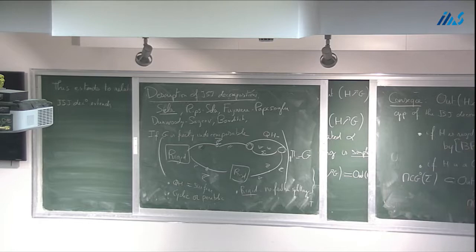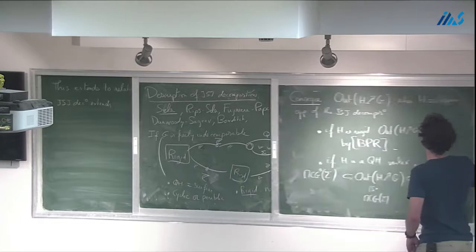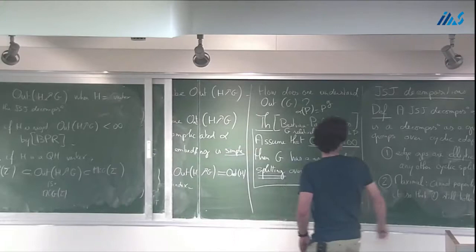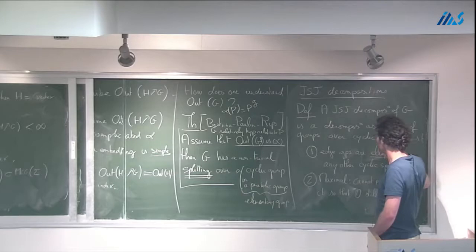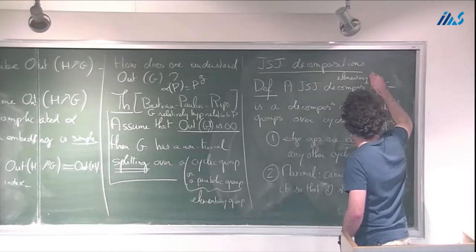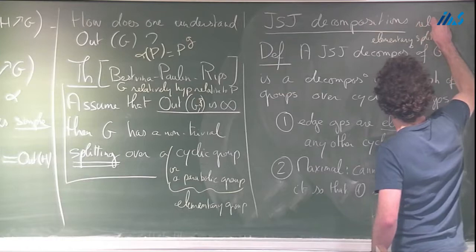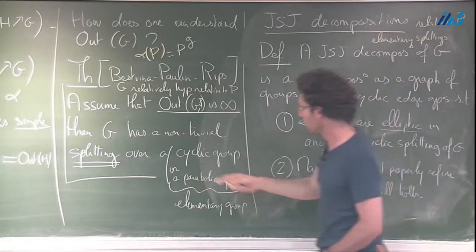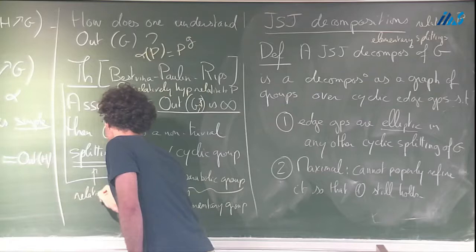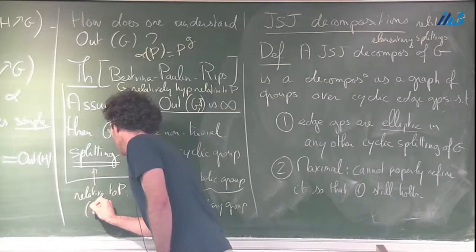I should mention that the set of splittings that we look at, here it's not over cyclic splittings only, we look at elementary splittings. And we should add the requirement that they are relative to P, meaning that P should be elliptic in the splittings. That's something I forgot to say. The splittings are relative to P, meaning P is conjugated into a vertex group.